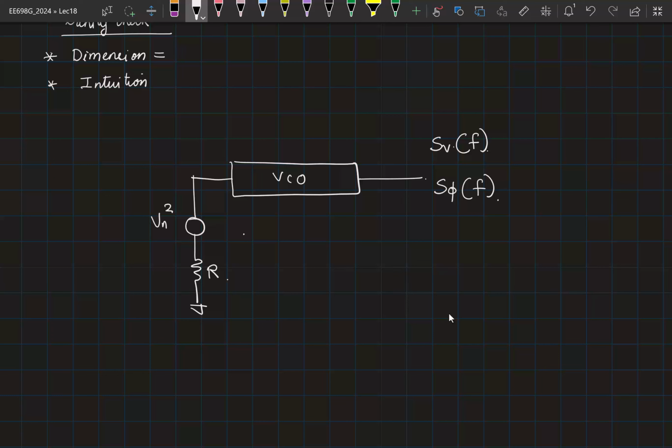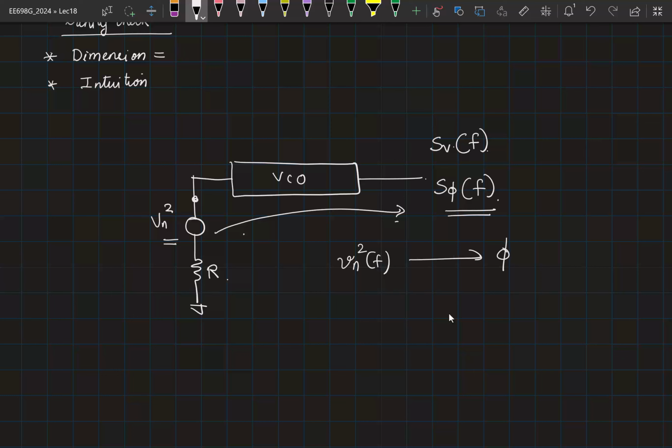Okay, so I know that there is some PSD at the input. I want to calculate the phase domain spectrum here. How should I proceed? Find the relationship, right? So I have to find the transfer function from this input to the output. In other words, I have to find the transfer function from Vn square of f, a small voltage fluctuation at the input of the VCO, to the phase at the output.